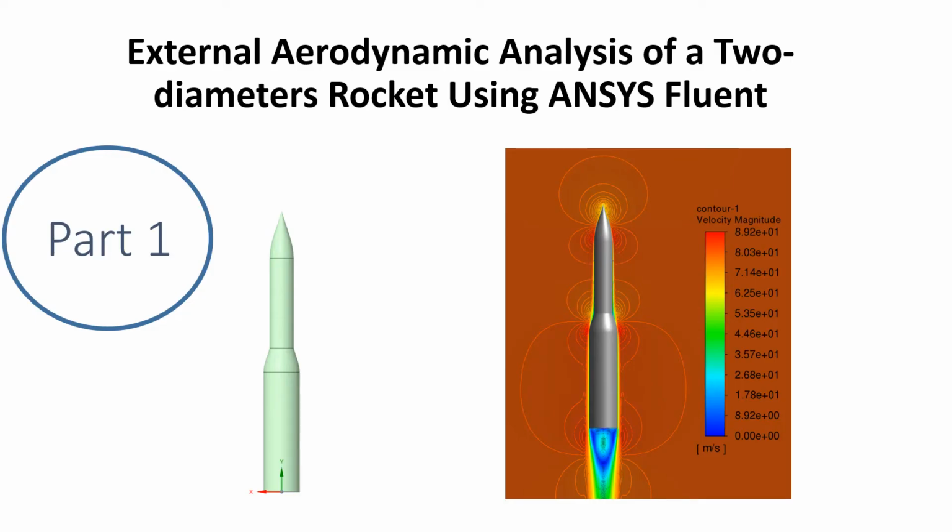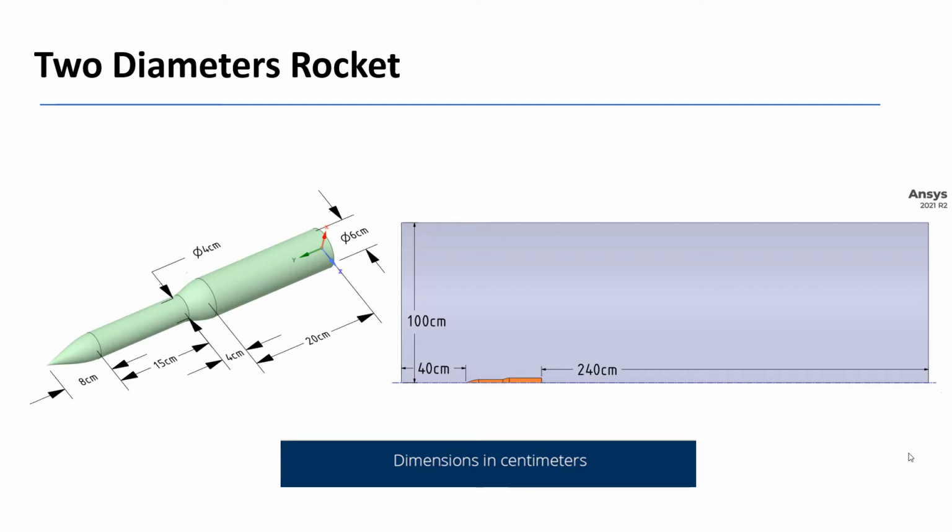This is part 1 of a video series created for student teams studying external aerodynamics of a 2-diameter rocket. We will learn how to create a geometry in SpaceClaim and how to set up an enclosure around the geometry. As an example, I'm going to show you how to create a 2-diameter rocket with this sizing.